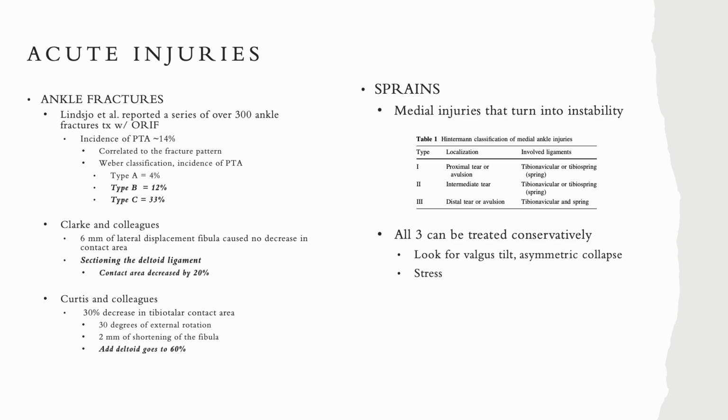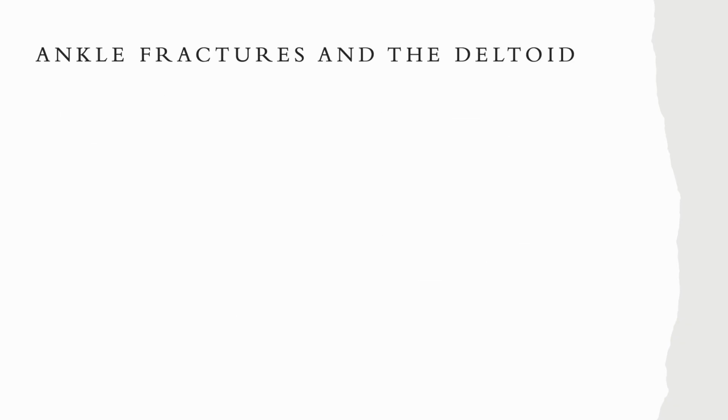What I look for is valgus tilt, asymmetric collapse, and then I would just get stress imaging if I had any concerns. And then obviously, like I talked about, I'd get an MRI. But stress would really maybe tell me that I should go and get a scope in there, clean it out, and then do a modified Broström if needed.